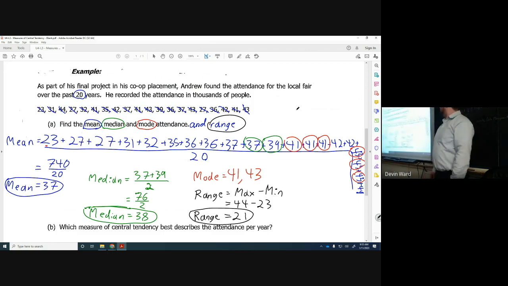Okay. So when you're doing mean, median and mode, I find it easiest to rewrite the numbers as you're calculating the mean. That would just save you time.